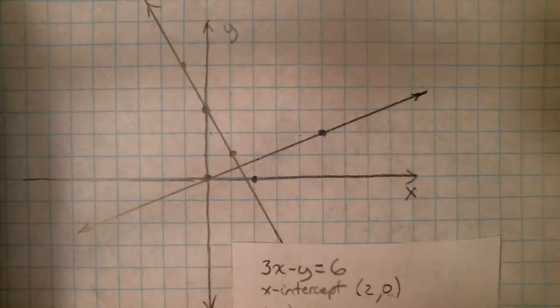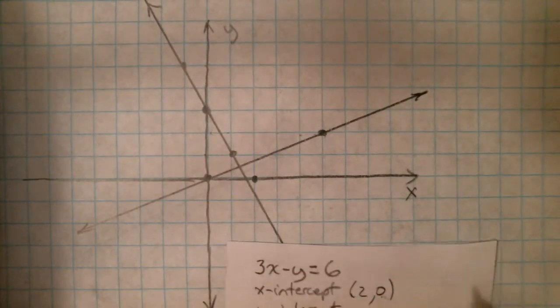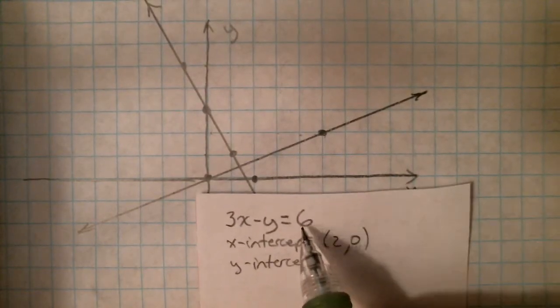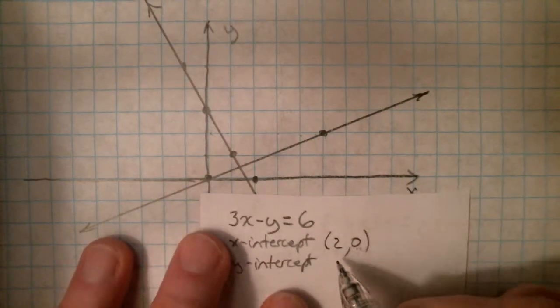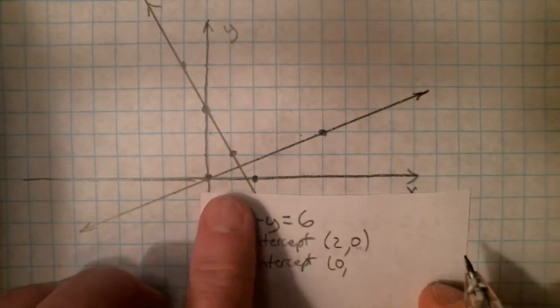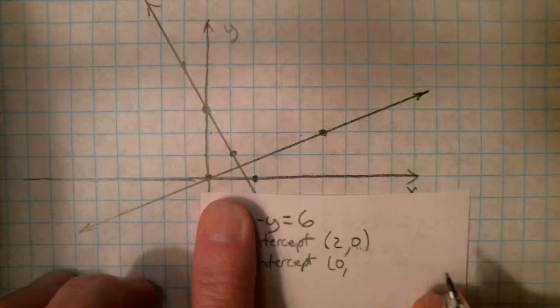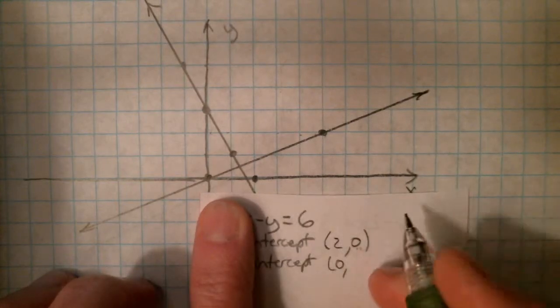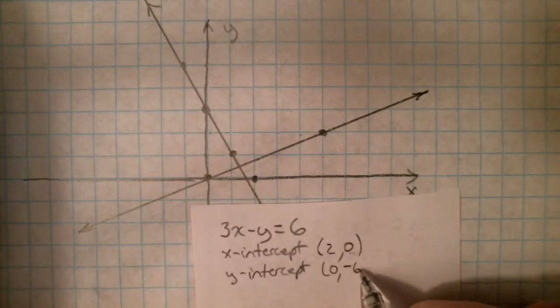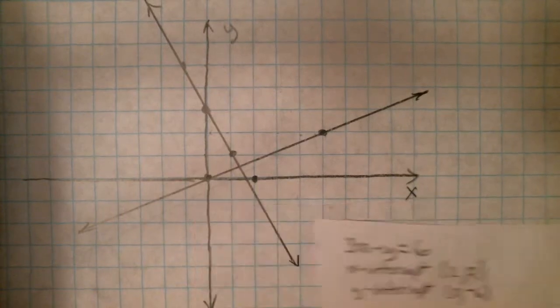All right, now let's get the y-intercept. Well, the y-intercept is where the line crosses the y-axis. I do not have to solve the equation for y to find that. I simply have to, here again, let x be 0. Cover up my x and solve for y. Well, then I have negative y equals 6, so y equals negative 6. All right, so this would be my y-intercept.